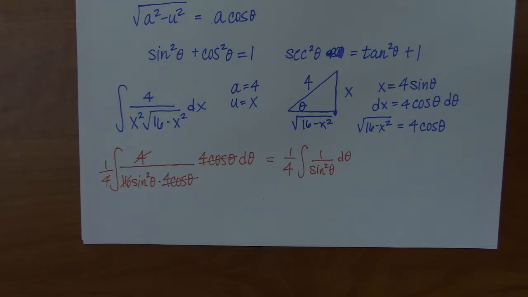So for the reciprocal identities, you can always remember them because the s's and the c's go together. So if you flip sine, it's cosecant. If you flip cosine, you get secant. So the s's and the c's always pair up.